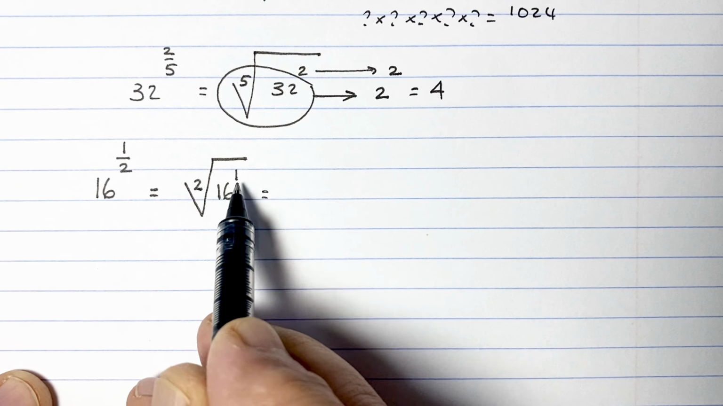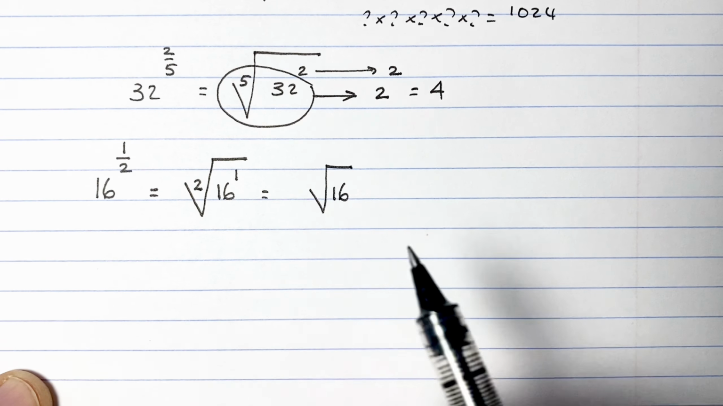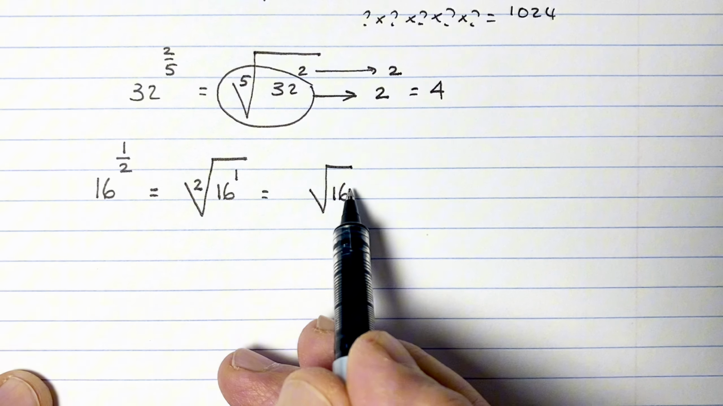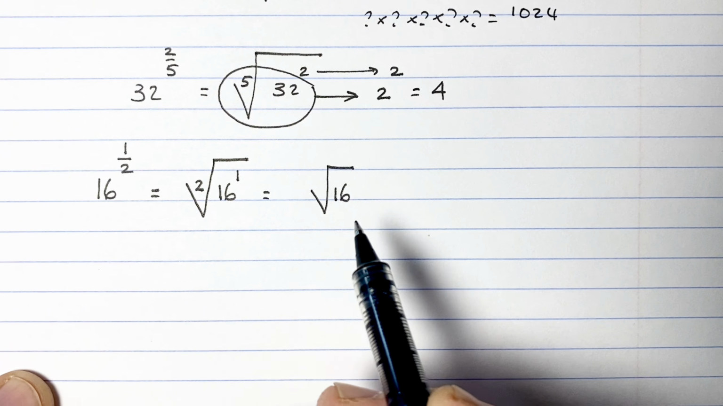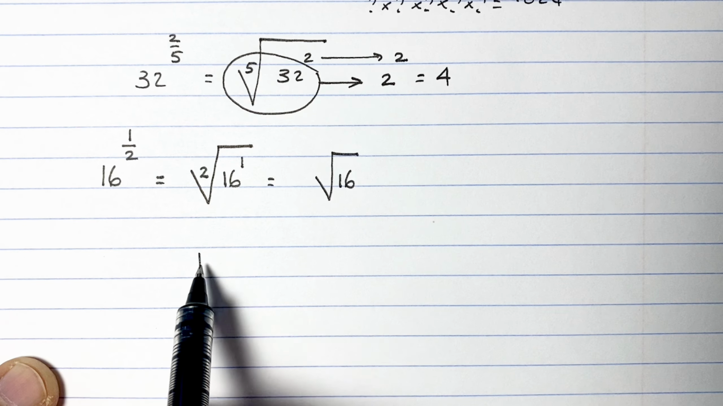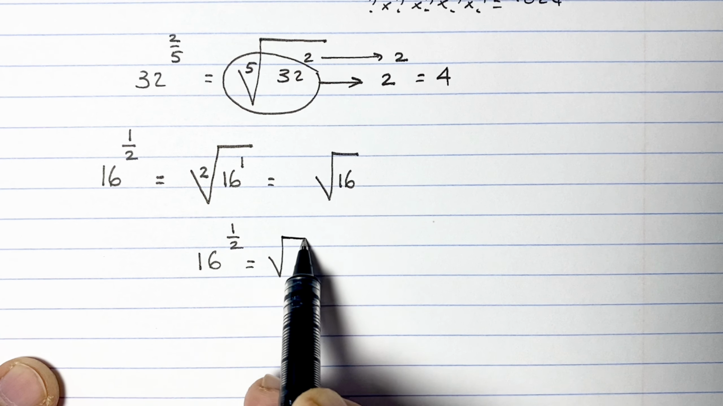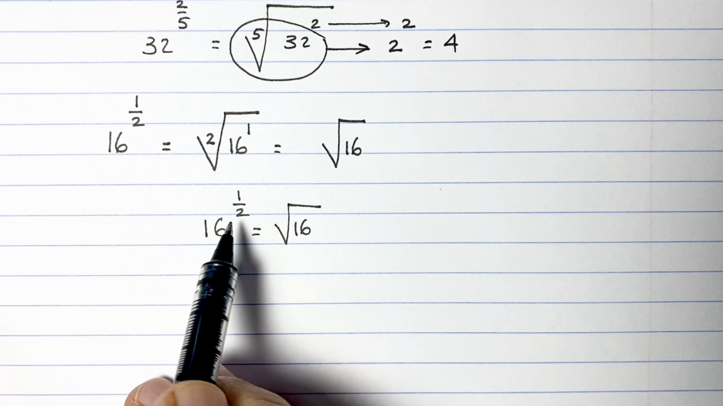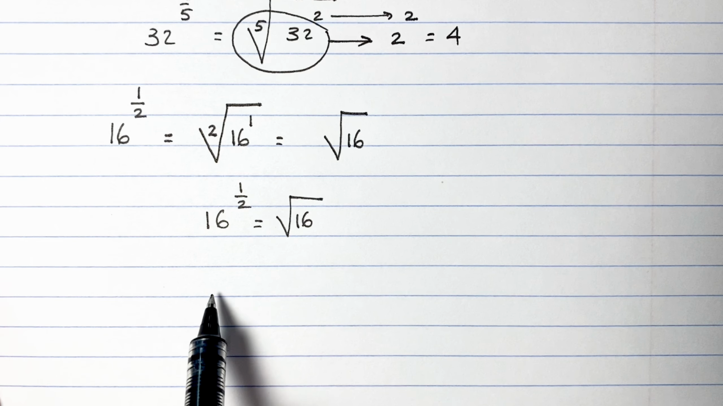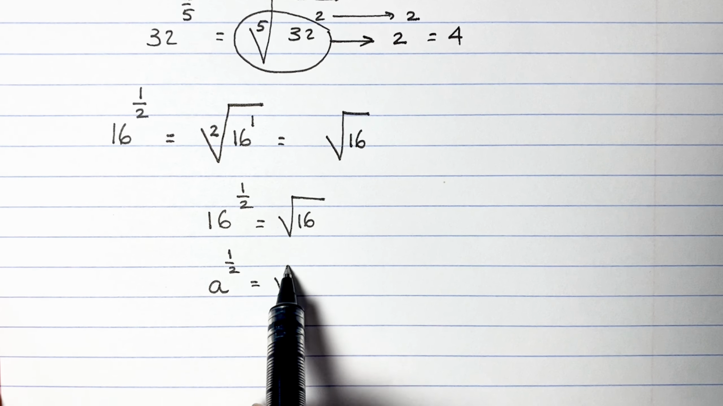But do we write powers of 1? No. So when we write 16, already 16 to the power 1. And by convention, we do not write power of 2 either. So what I'm saying, 16 to the power of half, it's just written as root of 16. Both the power of 1 and square root of 2 have now become invisible. So a to the power of half is just root of a.